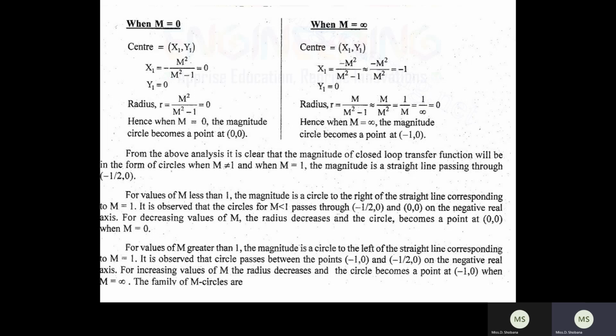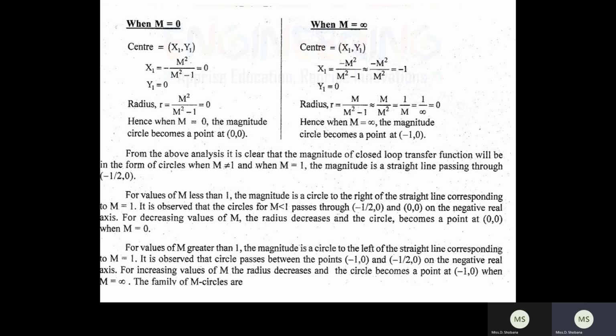So if m is equal to 0 and you substitute, you will be getting m is equal to 0. Okay, so it is a point. When m is substituted as infinity, then you will be getting minus 1 and 0. Okay, so therefore the m circles can be drawn like this.